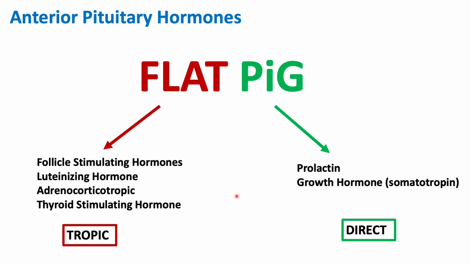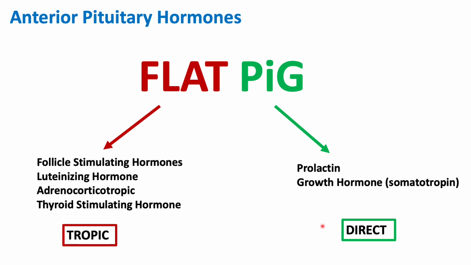Now, a way to remember all of these different hormones, because I know remembering them can be kind of daunting and scary, is the acronym FLAT-PIG. The F in FLAT-PIG stands for follicle stimulating hormone, L for luteinizing hormone, A for adrenocorticotropic hormone, T for thyroid stimulating hormone. Now, the FLAT in FLAT-PIG, all of these hormones are tropic hormones, which means they will not directly interact with the target area. Instead, these hormones will target some sort of gland, which will produce another hormone.